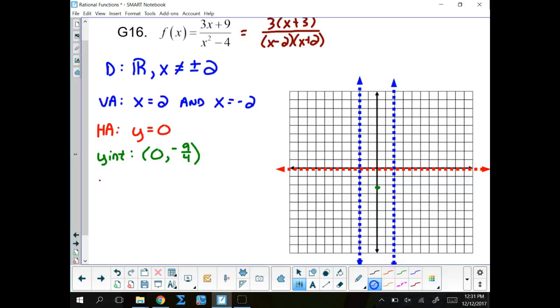What is my x-intercept? Wait, why are you putting it there? Oh, I put it at positive 3, didn't I?